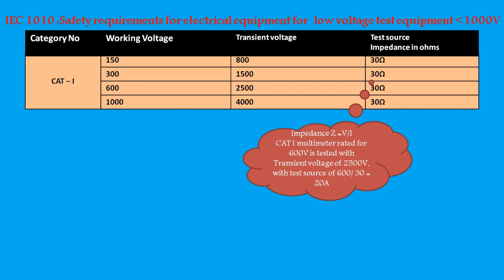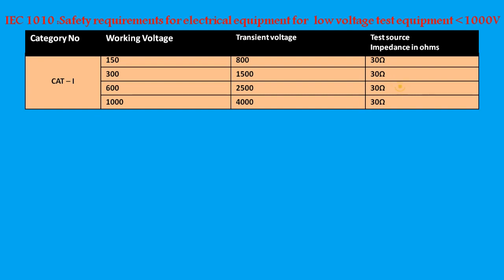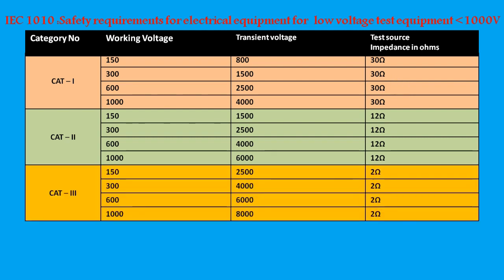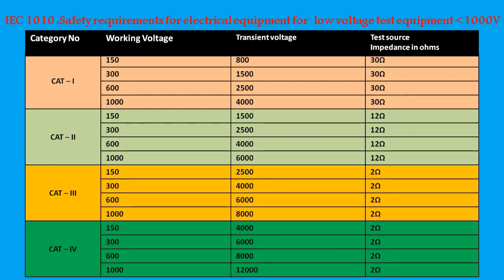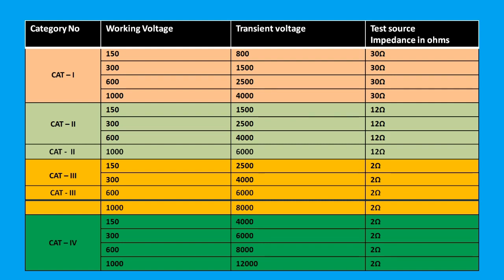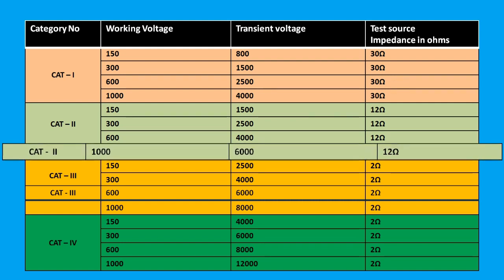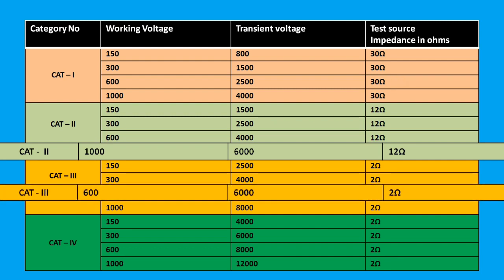In the same way, the readings for CAT 1 to CAT 4 are tabulated for different working voltages. If you notice in this table, a CAT 2 1000 volt multimeter and a CAT 3 600 volt multimeter were both tested for 6000 volt transient voltage. So which would be safe? Is it CAT 2 1000 volt or CAT 3 600 volt? The answer is CAT 3 600 volt.